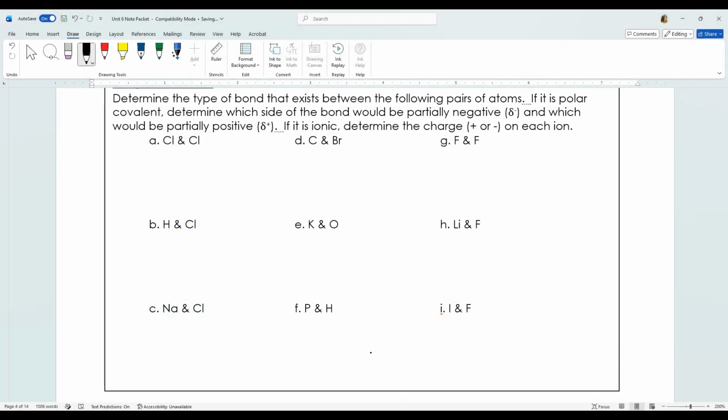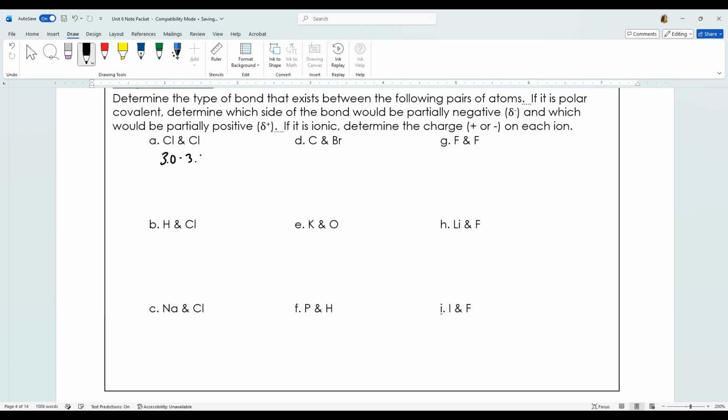Sample problem 3. With this one, I'm not going to go back and forth between the electronegativity chart, but you can go back to the page before, page 6 in your notes, and take a look at these. So I want to know what type of bond exists between chlorine and chlorine. And then it says if it's polar covalent, determine which side of the bond would be partially negative. And if it's ionic, determine the charge on each ion. So I have chlorine bonded to chlorine. I look on the page before.